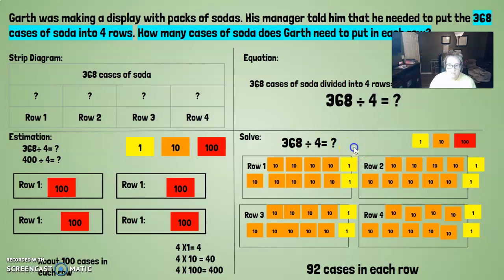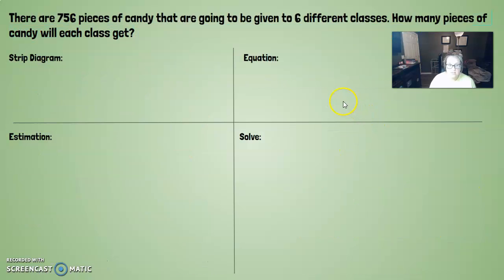Let's look at another question. Here's what this one says. There are 756 pieces of candy that are going to be given to 6 different classes. How many pieces of candy will each class get?